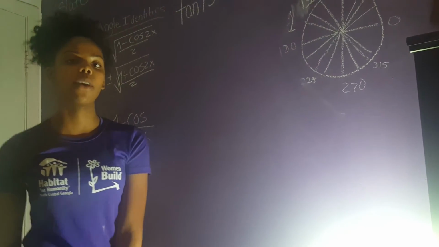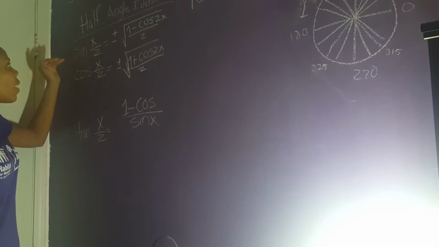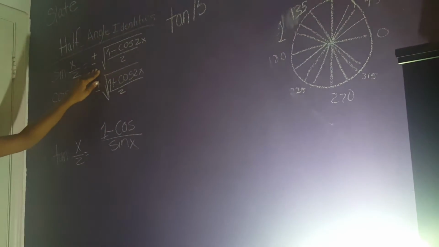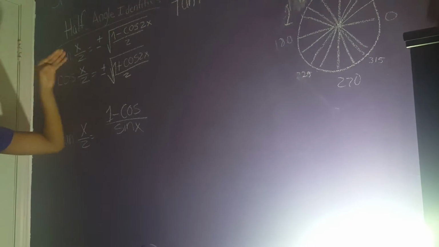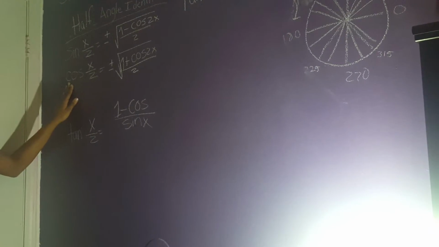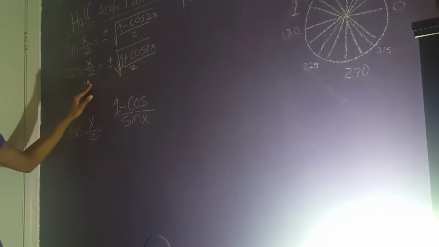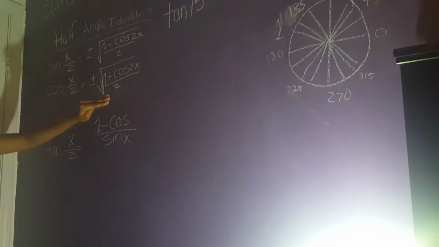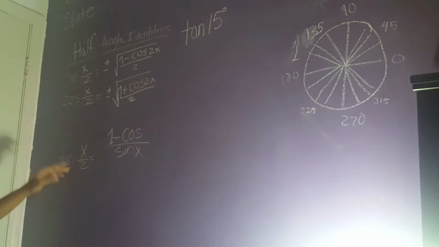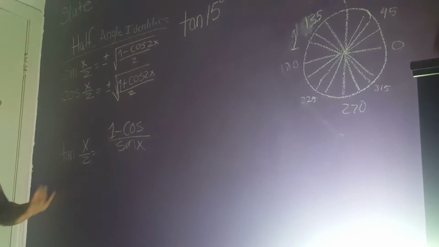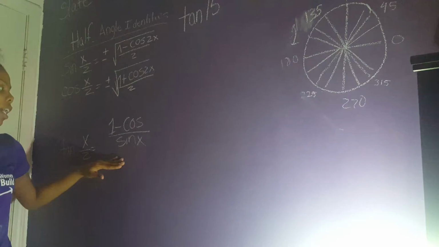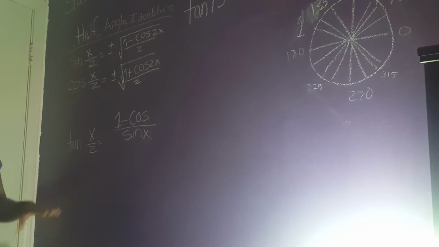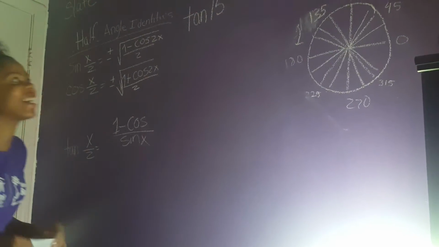Okay, so now we're moving on to our half angle identities. We have sine x over 2 will equal the square root of 1 minus cosine x over 2. Then we have cosine x over 2 will equal plus or minus the square root of 1 plus cosine x over 2. And then for your tangent of x over 2, you have 1 minus cosine x over sine x. And now we must move on to our example.